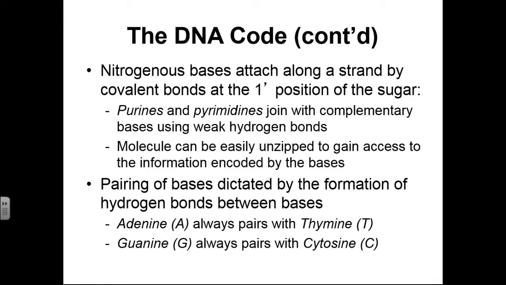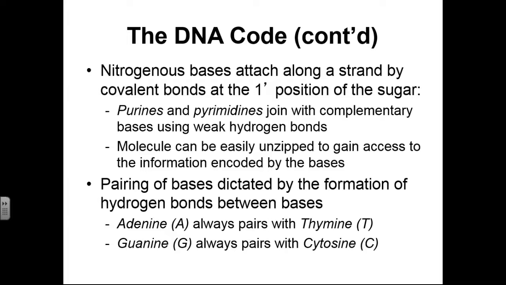On the number 1 carbon on that deoxyribose sugar will have a nitrogenous base attached. That nitrogenous base attaches to the 1' carbon of the ribose or deoxyribose sugar, again, DNA versus RNA, with a covalent bond. The two categories of nitrogenous bases are the purines and pyrimidines, which can be further subdivided into adenine, thymine, guanine, and cytosine. Those purines and pyrimidines are going to be capable of base pairing with each other with weak hydrogen bonds.